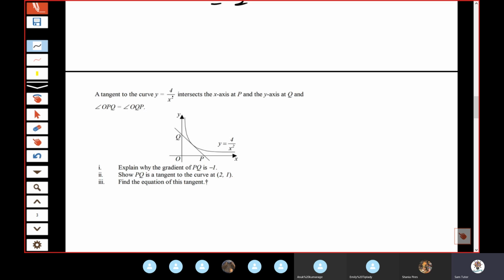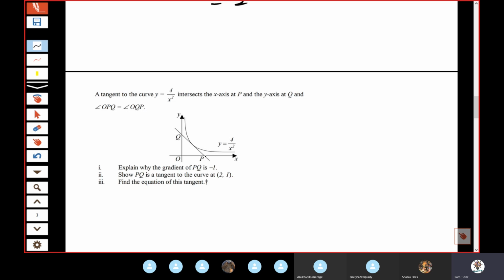A tangent to the curve y equals 4 on x squared. We get that. It intersects the x-axis at P. What does that mean? What do you know when it intersects the x-axis, firstly? Simultaneous? Yes, sometimes, I'll agree with that. What do you specifically know about... well, okay, do you know what the x value is there?